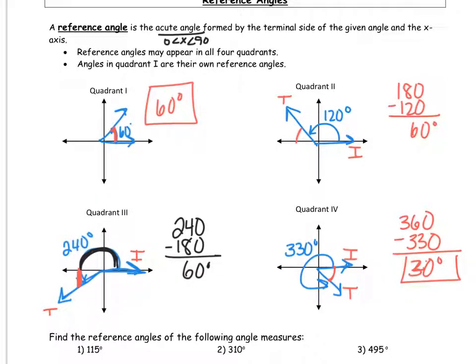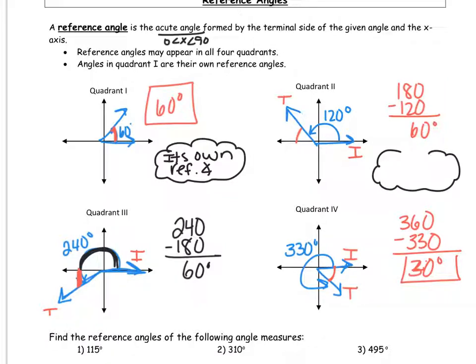Okay, let's now map out what we will generally have. If we have an angle in quadrant 1, it's its own reference angle. Okay? If I want to find a reference angle in quadrant 2, I do 180 minus theta, which we'll call the angle. Theta is a Greek letter for angle.